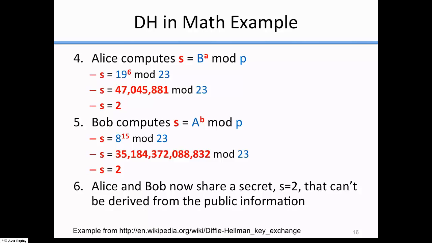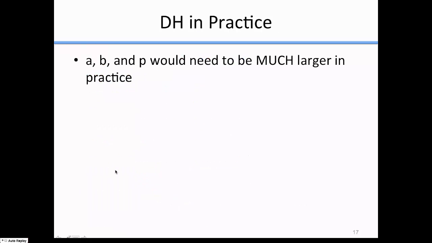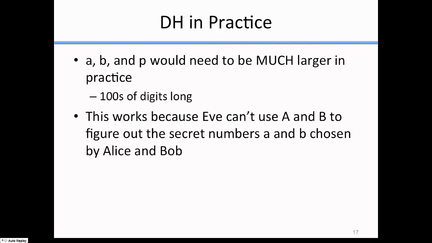So if Alice and Bob wanted to do standard symmetric key cryptography at this point, they could, because they could use their shared secret, s, as their key. Now, in practice, Diffie-Hellman uses much bigger numbers than this. A, B, and p would be much larger than they were in the simple example. In fact, they would be hundreds of digits long. So instead of a number like 23, it would be like a 100-digit long number.